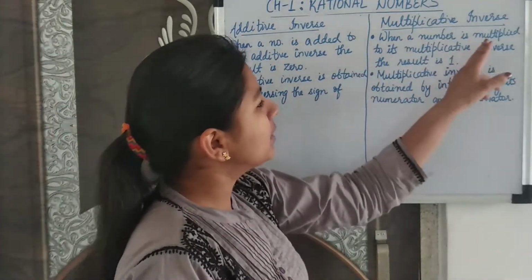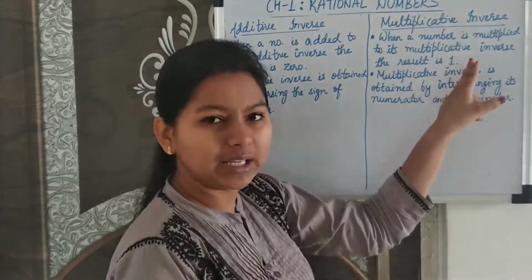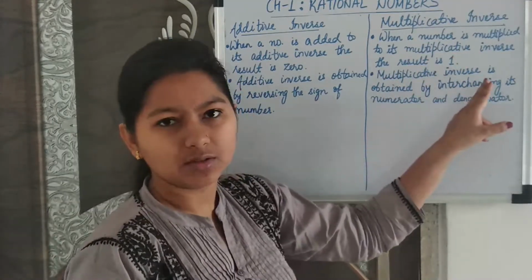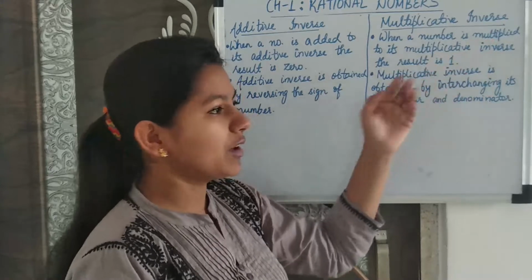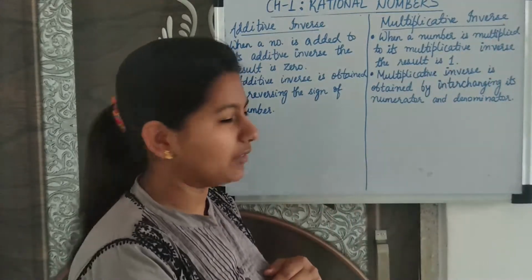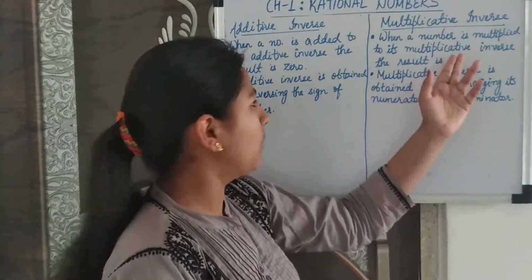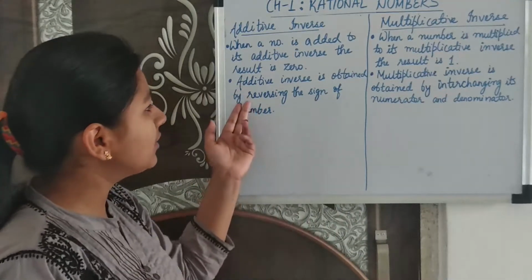Similarly, when a number is multiplied by its multiplicative inverse, the result is 1. In multiplicative inverse, we have to multiply. So when a number is multiplied by its multiplicative inverse, the result should be 1. And how do we get the additive inverse?